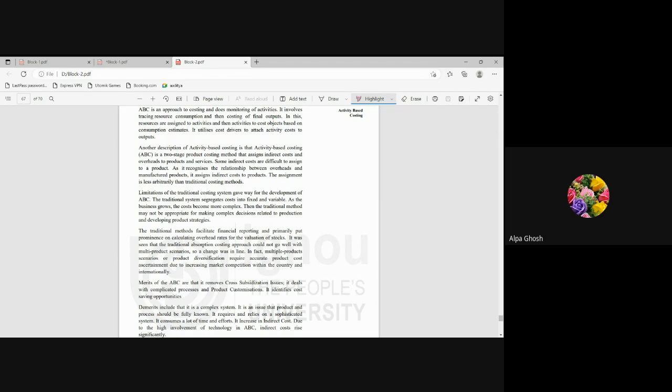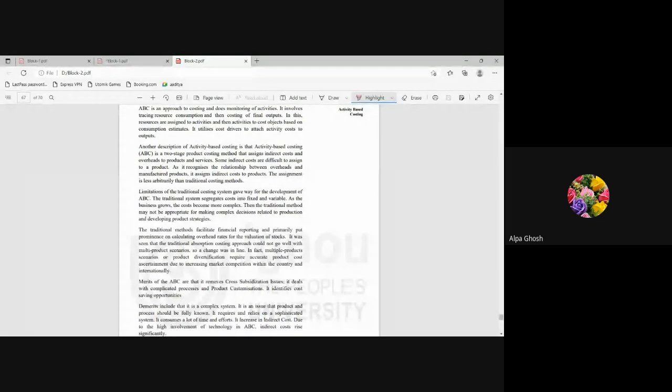Now, tomorrow we are going to take up the third block. All of you have the content, or you can download it from the website of IGNOU. Go through the content, go through the third block, and then we can have a discussion tomorrow.